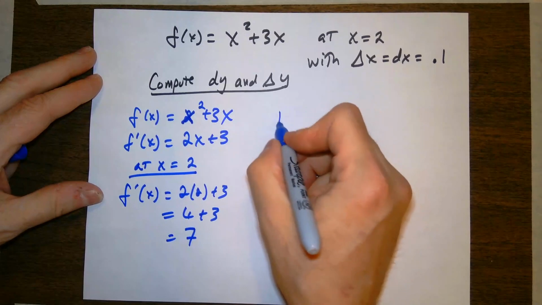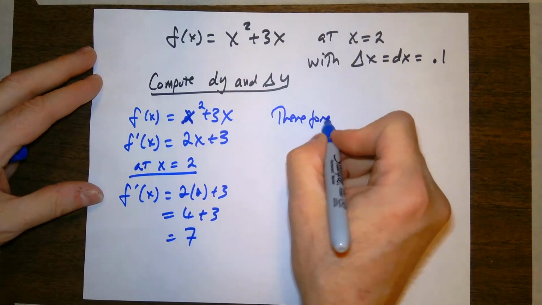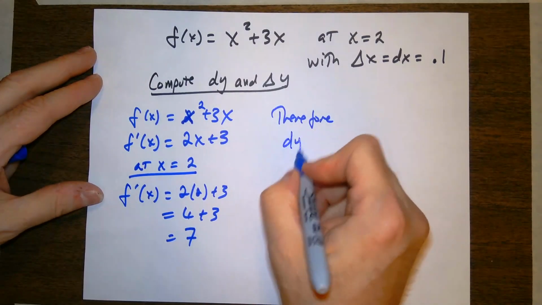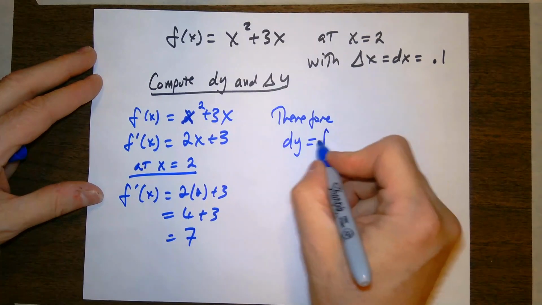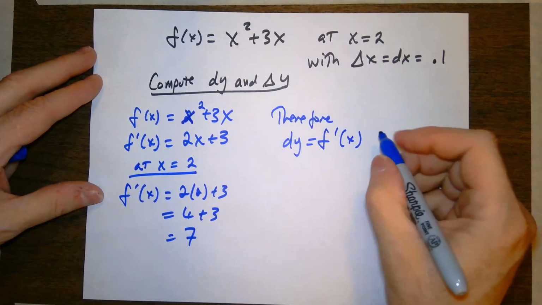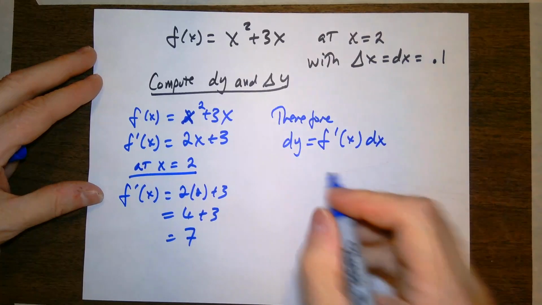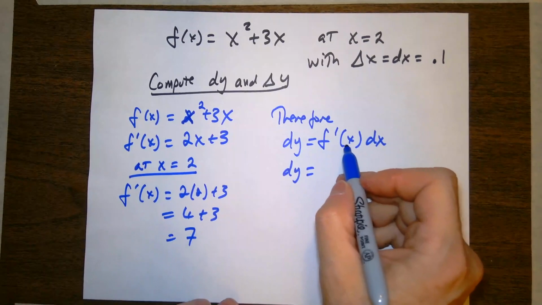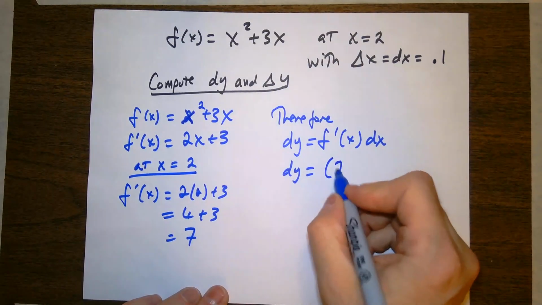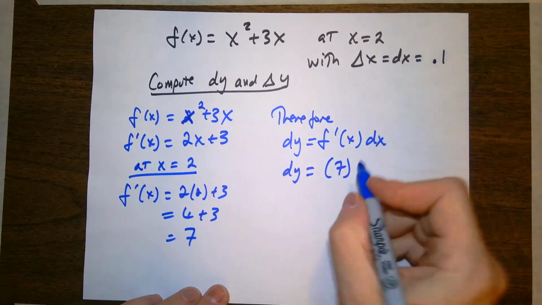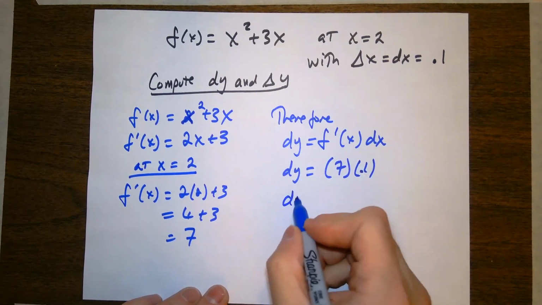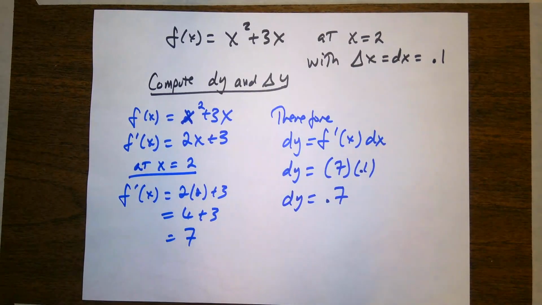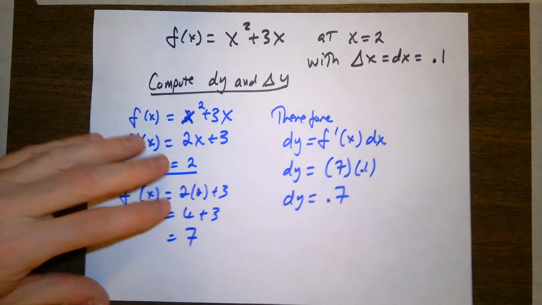Therefore, dy is, remember, the derivative times delta x. So dy is the value of the derivative at x, which is 7, times the differential dx, which is 0.1. So dy is 0.7. All right, so now let's compare this with a calculation of delta y.